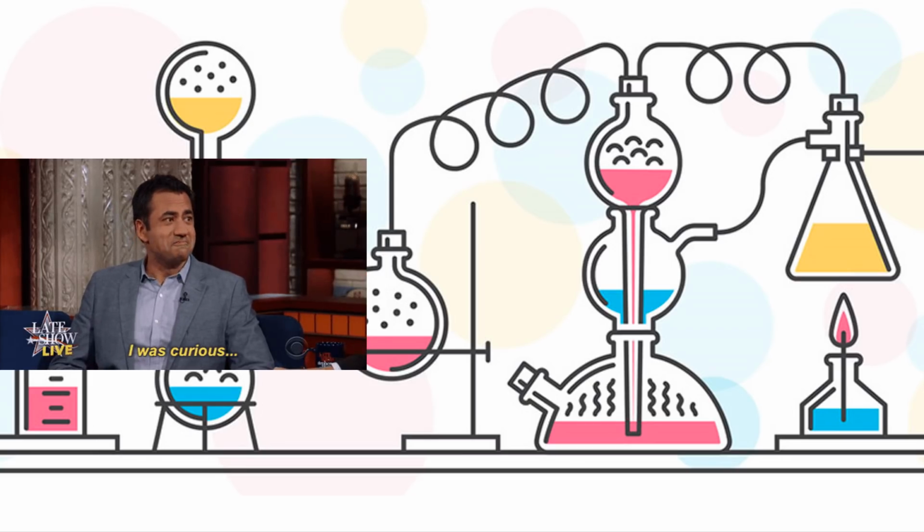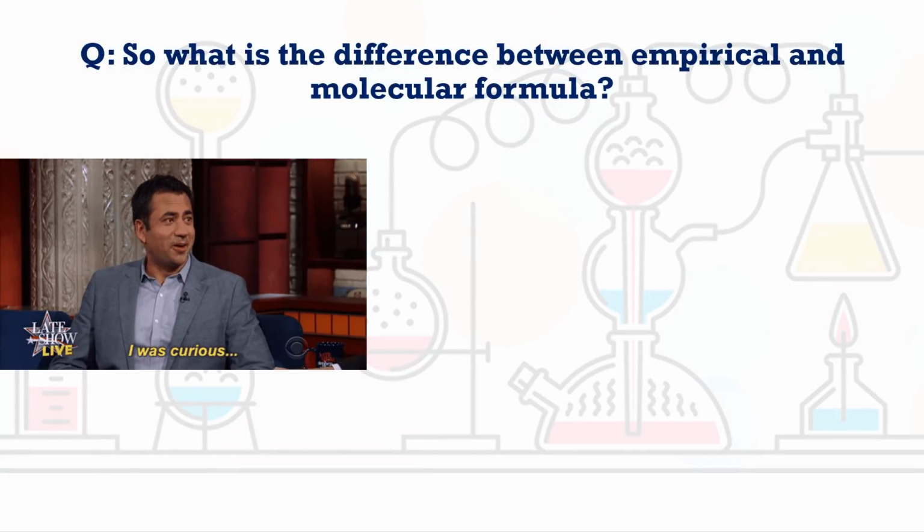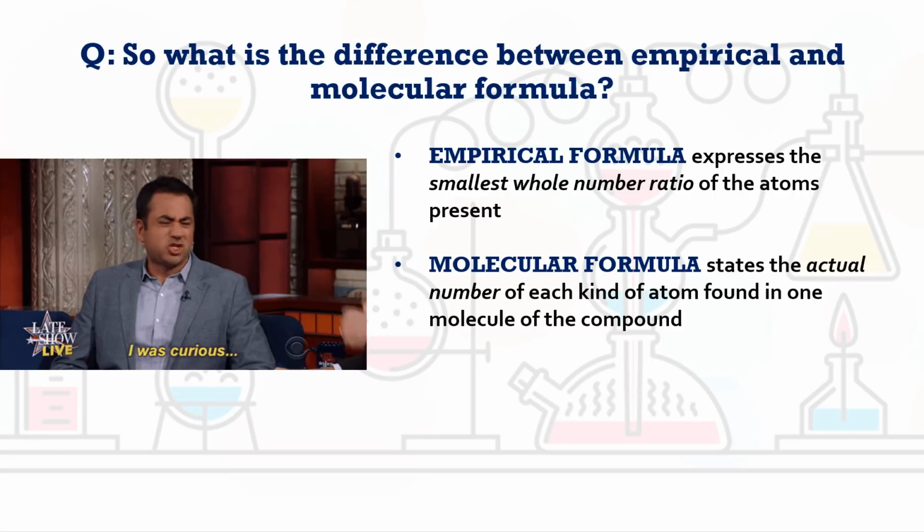Now, the question is, what therefore is the difference between the empirical and molecular formula? The empirical formula expresses the smallest whole number ratio of the atoms present. The molecular formula states the actual number of each kind of atom found in one molecule of the compound. So how is that?